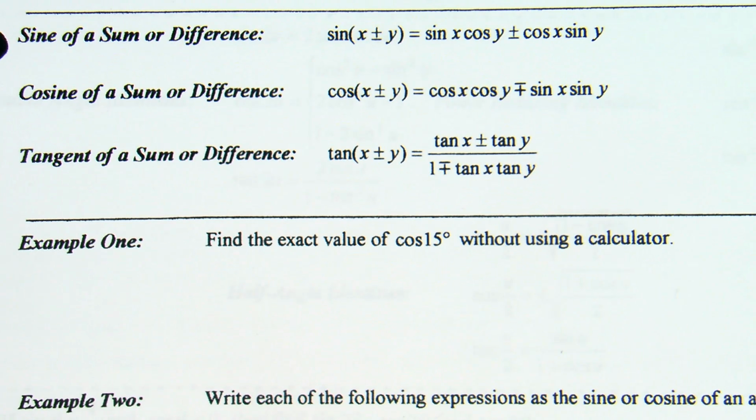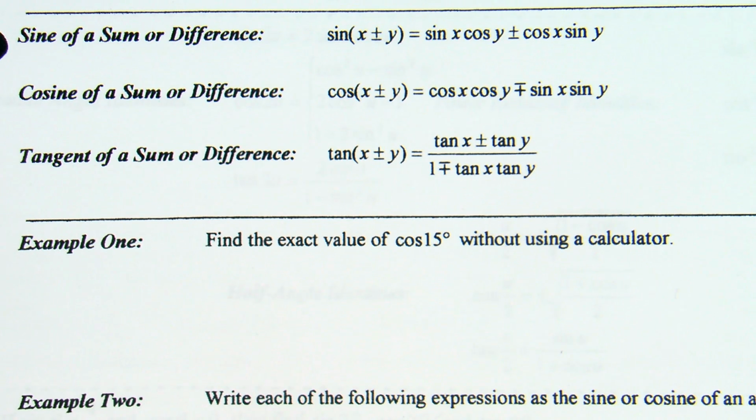Now, 15 is not on my chart, is it? What numbers are on my chart that could make 15? How do 30 and 45 help me? 45 degrees minus 30 degrees is 15 degrees, correct? And that's how we can do this.